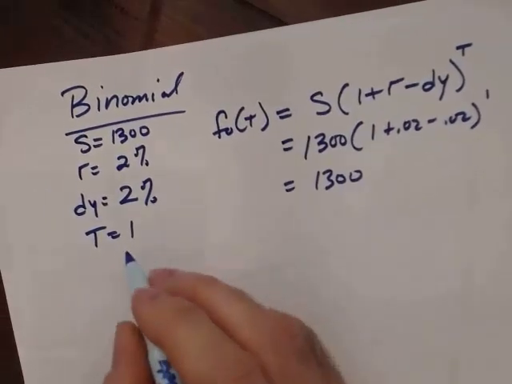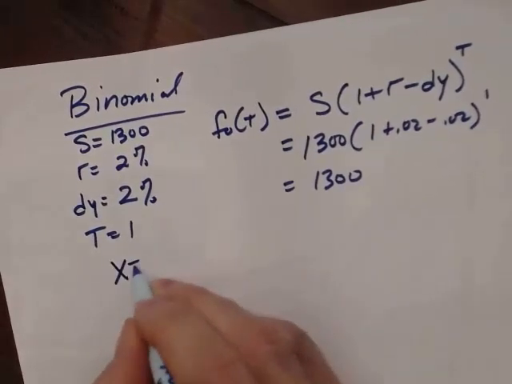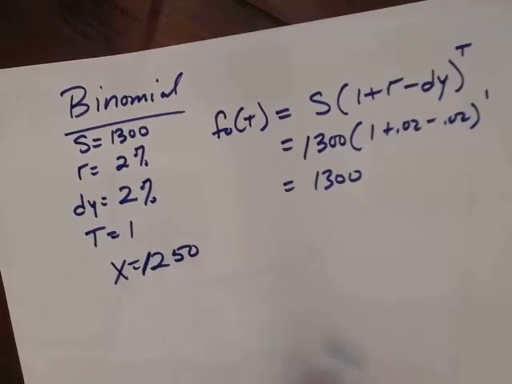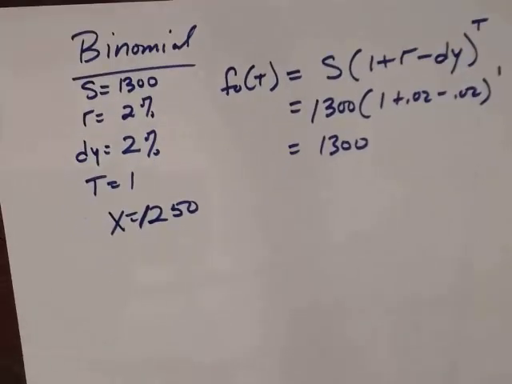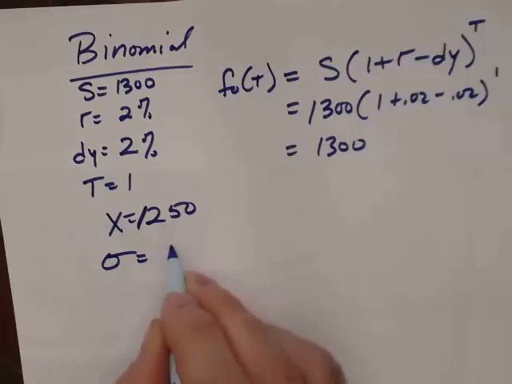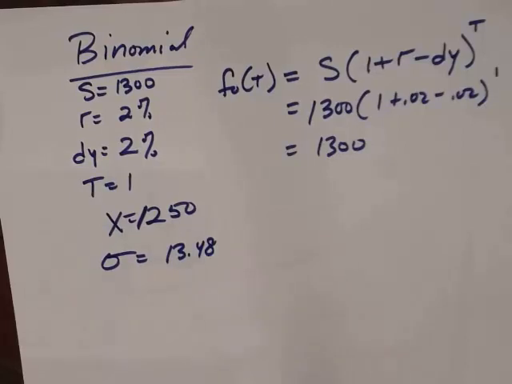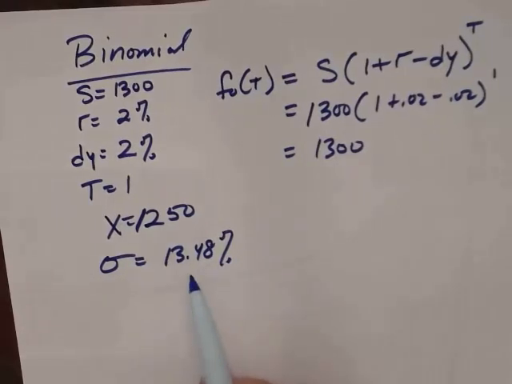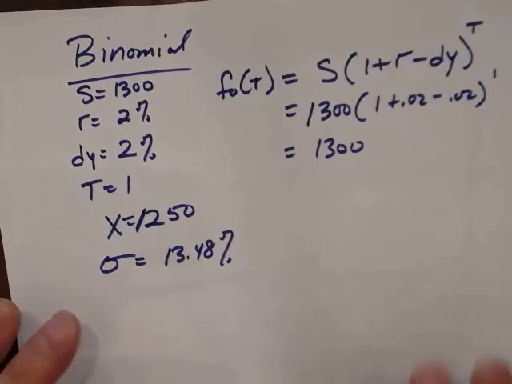So now let's continue with the example. 1 year puts and calls have a strike of 1250, and the standard deviation of the futures price is 13.48%. Okay, standard deviation of the futures price. So what we're going to do is model the futures price in a tree.